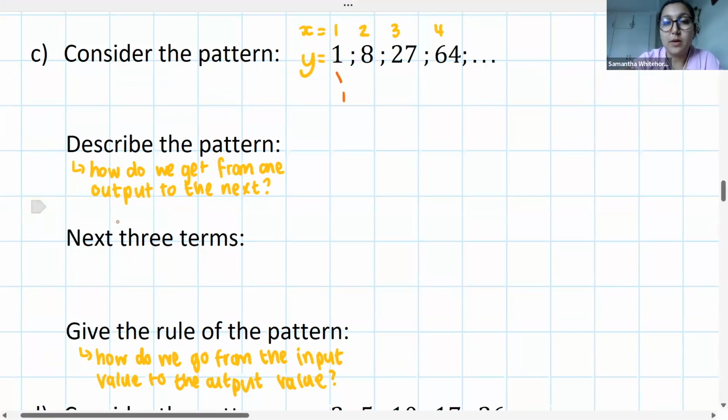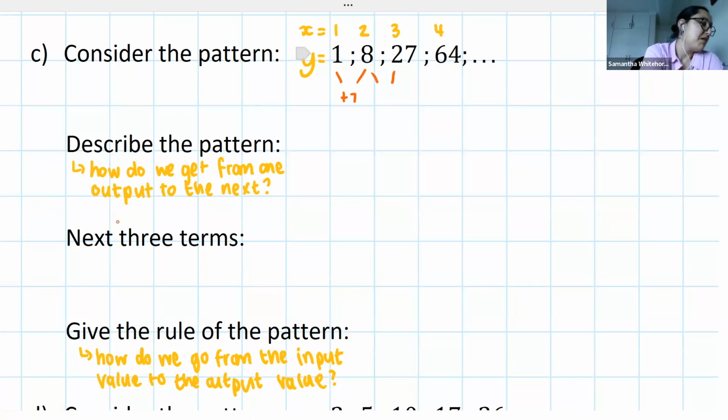Well, if I say 1 plus 7, I get 8. But in order for me to get 27, I'm feeling my math brain is on holiday with the rest of us. And my calculator is also on holiday, so we're all very efficient here.